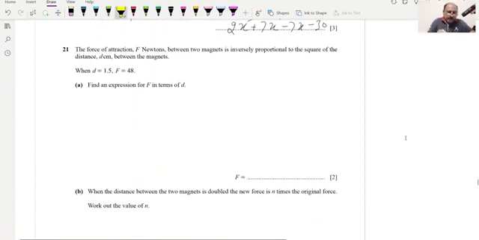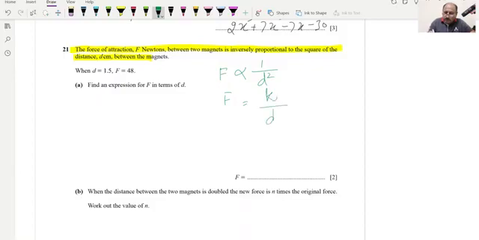Now question number 21 says the force of attraction F newtons between two magnets is inversely proportional to the square of the distance d centimeters between the magnets. So what we can do, we can write F is inversely proportional to, it means 1 over d squared, like this. So it means F is equal to k over d squared. And they are saying what? They are saying when d is equal to 1.5, F is equal to 48.